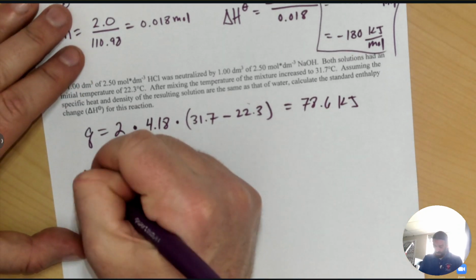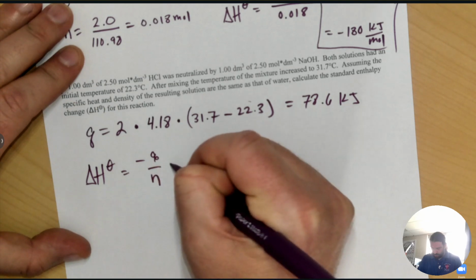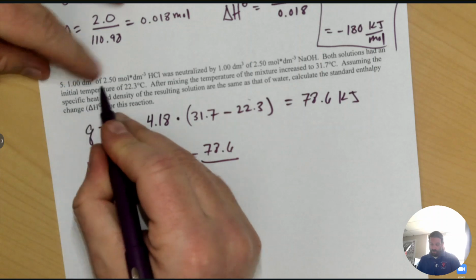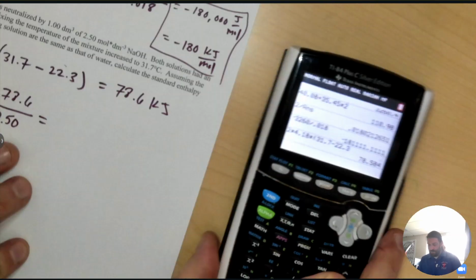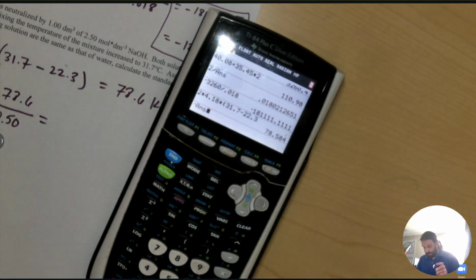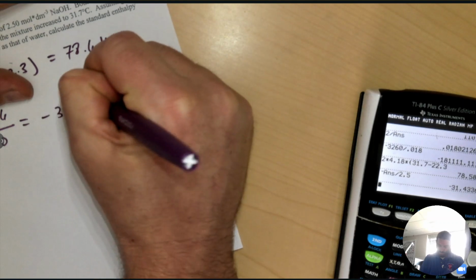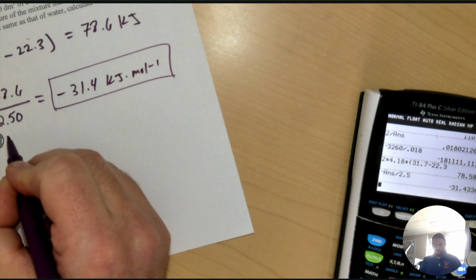I'm almost done. I'm just making a video. Remember, delta H is negative Q divided by N. So negative 78.6, divided by 2.5 moles, gives me negative 31.4 kilojoules per mole. I just used 2.5 because they're both equal.